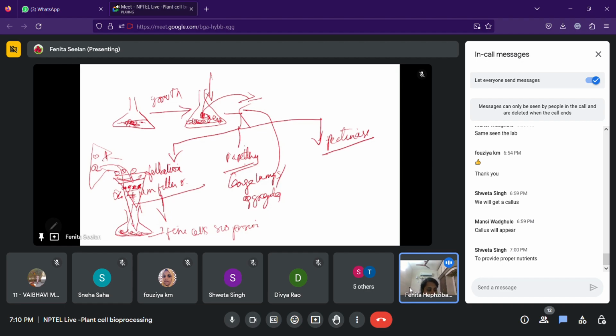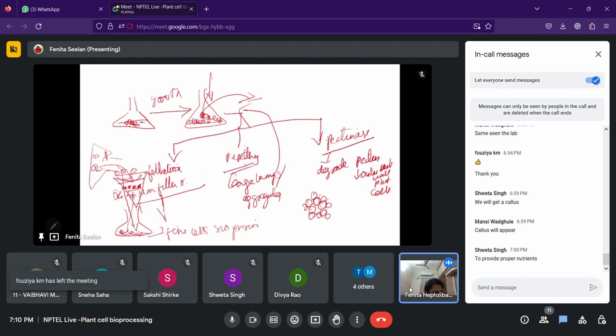So pectinase is an enzyme. You guys came to that point there. It will degrade pectin. This pectin is found where? On the outer surface or outer cell wall. It is a cell wall component of plant cells. So what is going to happen? Your aggregates will be like this.